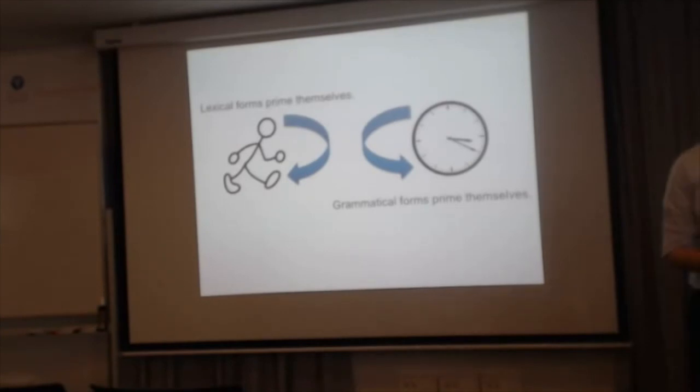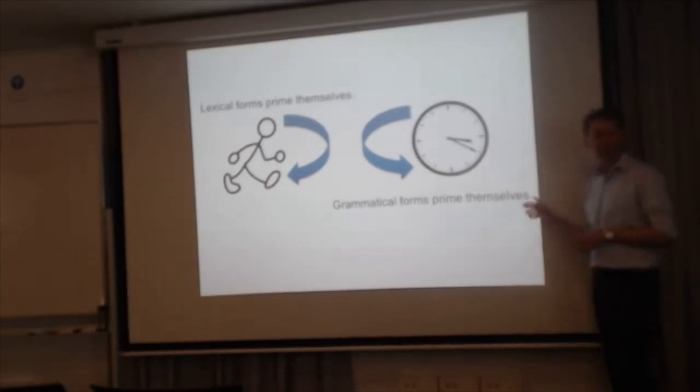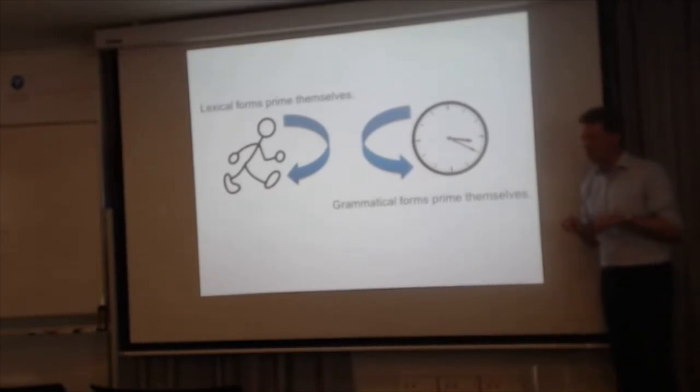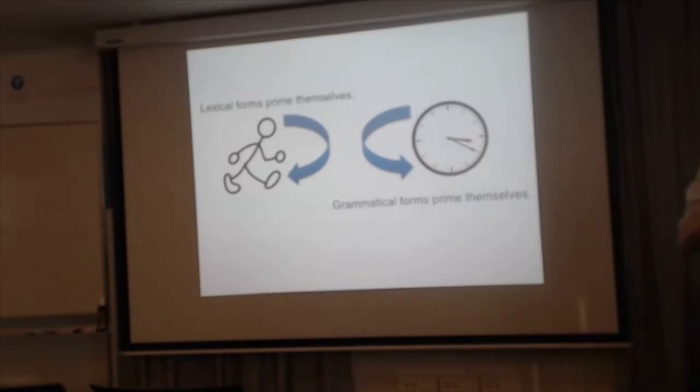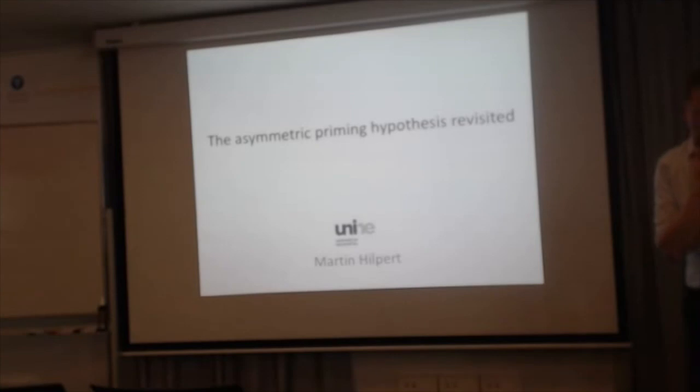What we found in the corpus-based analyses is that lexical forms prime themselves and grammatical forms prime themselves. So in these cases, there is no horror aequi. Processing the same thing with the same meaning twice is not a problem. That's fine. It's just when you process the same form with different meanings that you get into these zeugmatic or horror aequi situations.